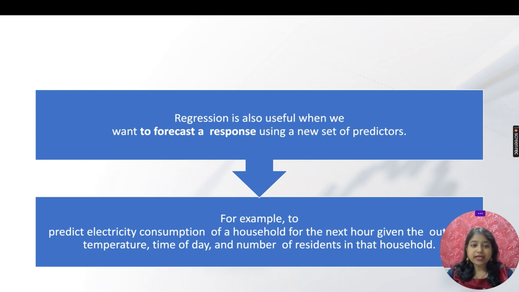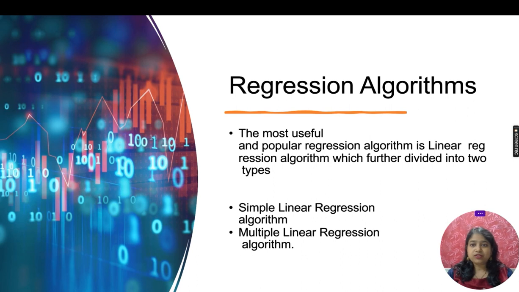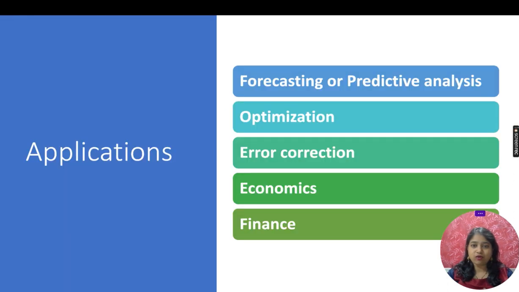For example, to predict the electricity consumption of a household for the next hour, given the outside temperature, time of day, and number of residents in that house, we can find out what the electricity consumption will be. Based on that we can vary the parameters and we can change the output. The most useful and popular regression algorithm is the linear regression algorithm, which is further divided into two types: simple linear regression algorithm and multiple linear regression algorithm.